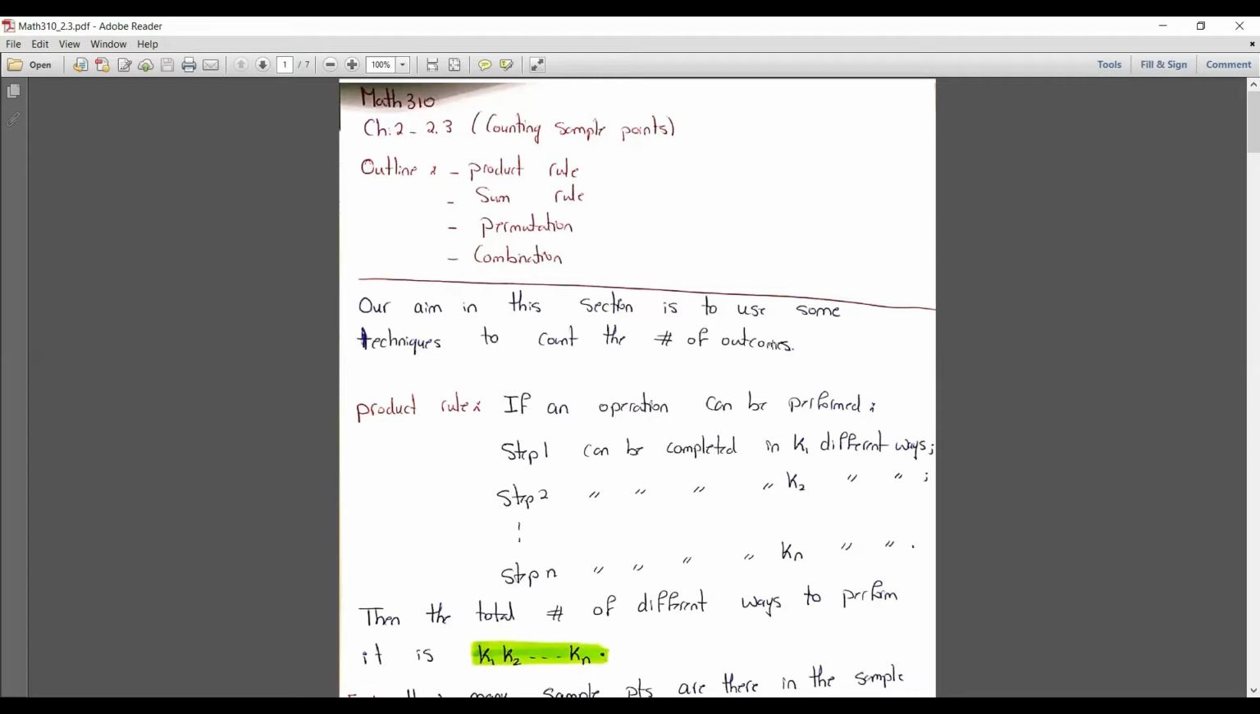The first rule that we're going to discuss is the product rule. We are saying here that if an operation can be performed in n steps, and these n steps are independent of each other, each of these steps has different ways, k1 different ways, step 2, k2 different ways, and so on, then the total number of different ways to perform it is the product of them. We named it the product rule because we are multiplying these different ways.